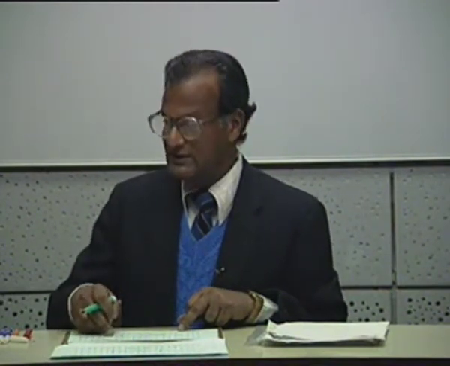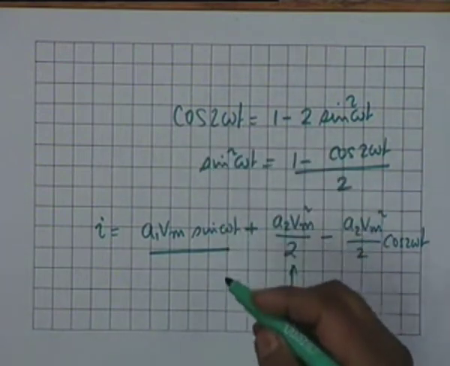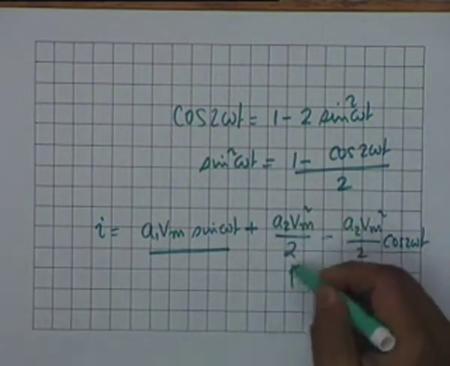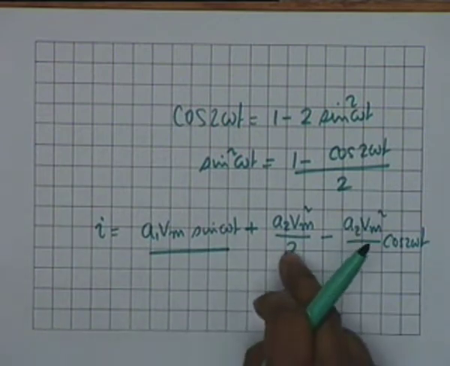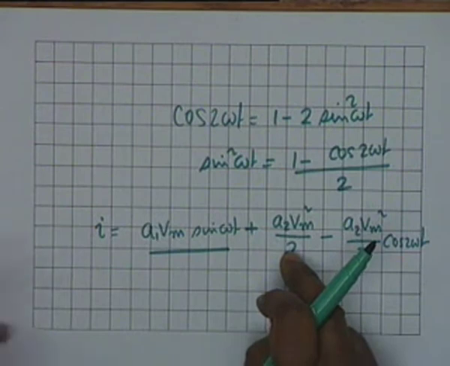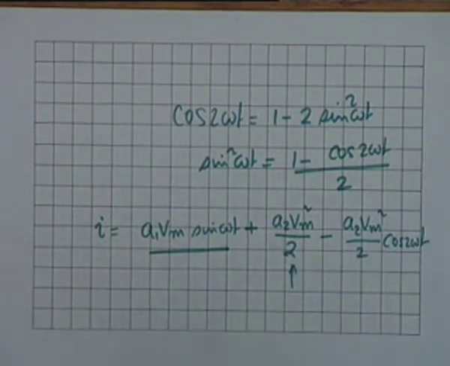What does this mean? This is the average value. If you average out over a large interval of time, then this will be the DC value. If you put a DC meter in the circuit, the meter will read A2 Vm squared by 2. This was not there in the input. The input was a pure AC and you get a DC out of it. So, there is rectification.